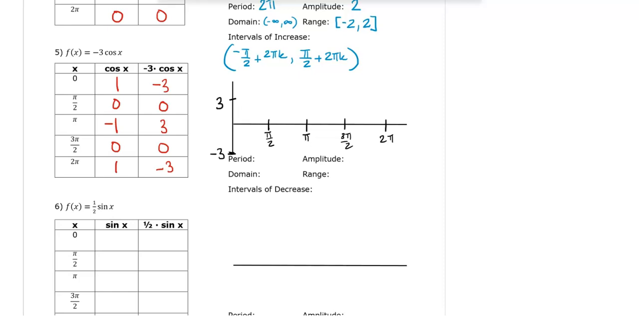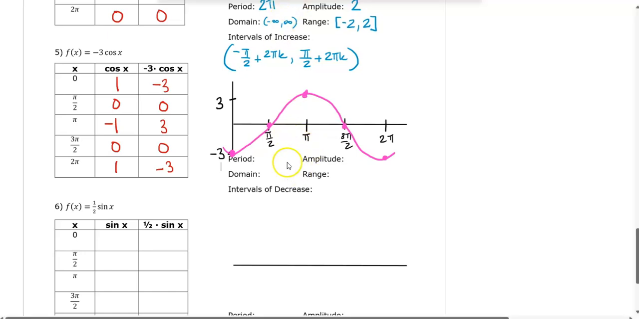So now if I go in here at 0, cosine is -3, and at pi over 2 it is 0. Pi is 3. 3 pi over 2 is back to 0, and 2 pi is at -3. So we've got this kind of thing going on.